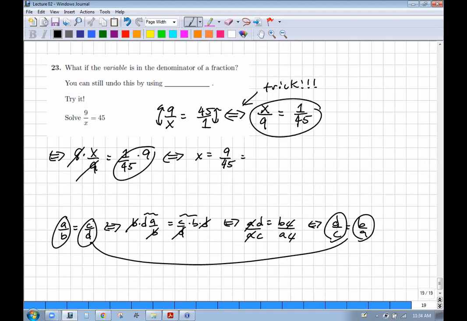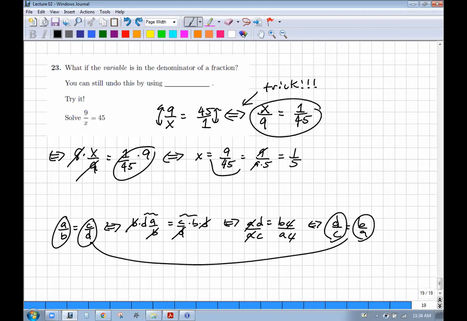Let's see. 45 is what? 9 times something, isn't it? 9 times 5. Is that right? Yeah, 9 times 5. So this would be a 1/5. So X is 1/5.